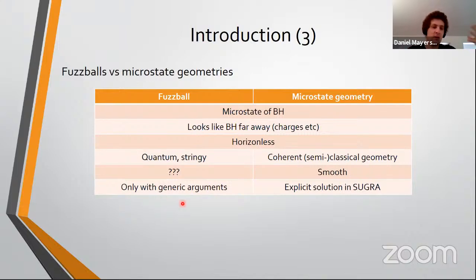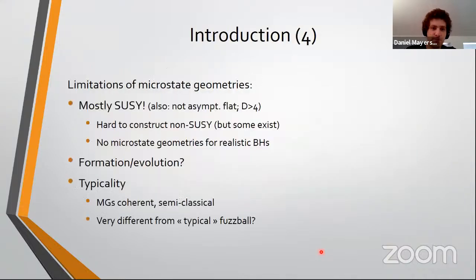We can only use generic hand-waving arguments to say, well, this or this or this should be generically true. Whereas with microstate geometries, you have explicit solutions that we can write down and explicitly go into the supergravity theory and study them, right? And so these are also going to be the ones that we're going to be interested in studying when we're talking about observations, right? Because these are the ones that we have available to us.